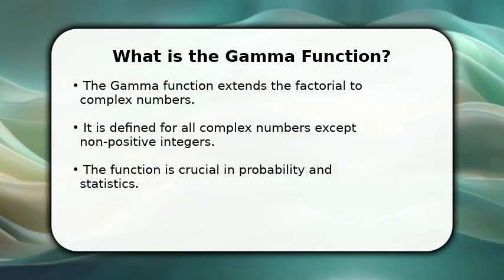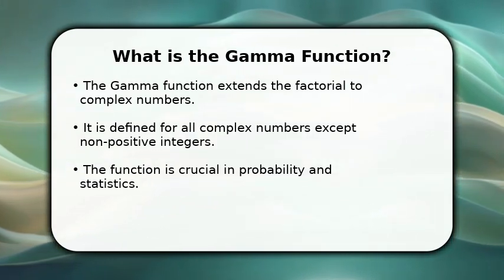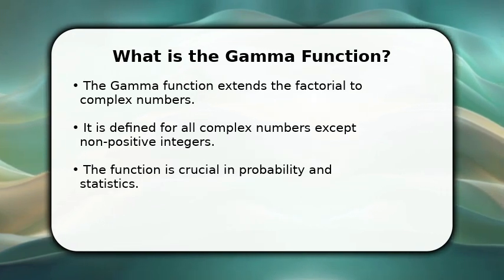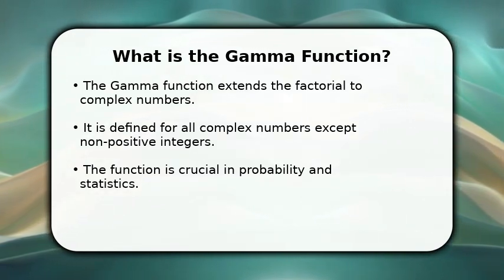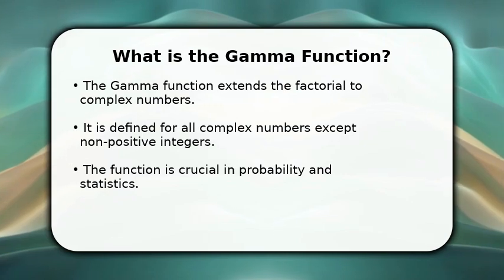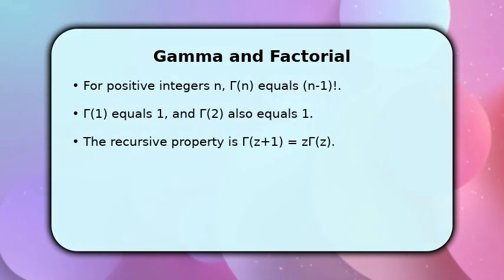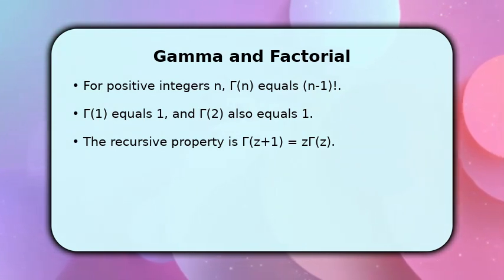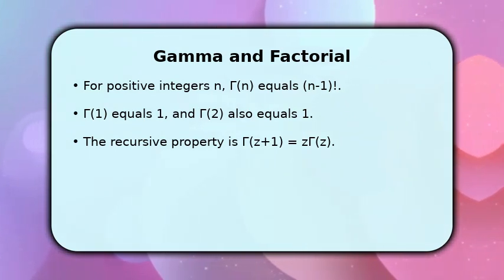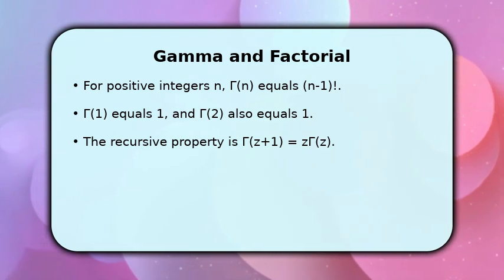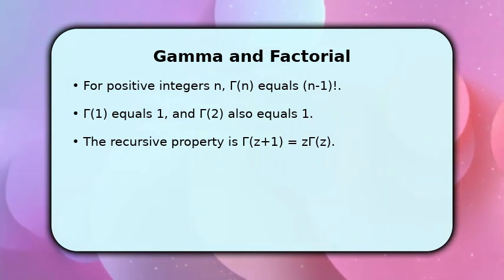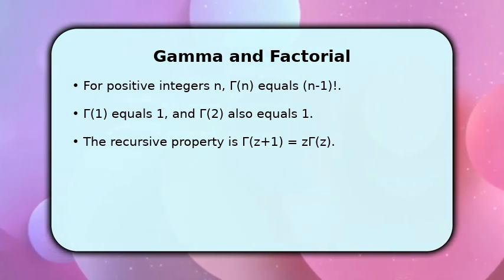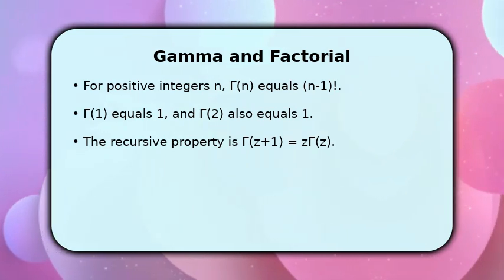It's a powerful tool in various fields, especially in advanced calculus and statistics, providing a continuous interpolation of the factorial function. Understanding the relationship between the gamma function and the factorial is key. For any positive integer n, the gamma function of n is simply the factorial of n minus 1. This means that gamma of 1 equals 1, and gamma of 2 also equals 1.